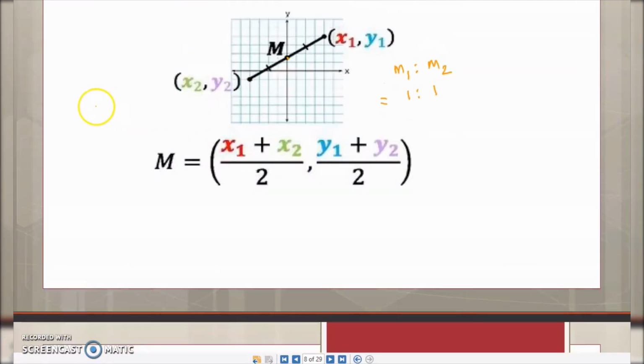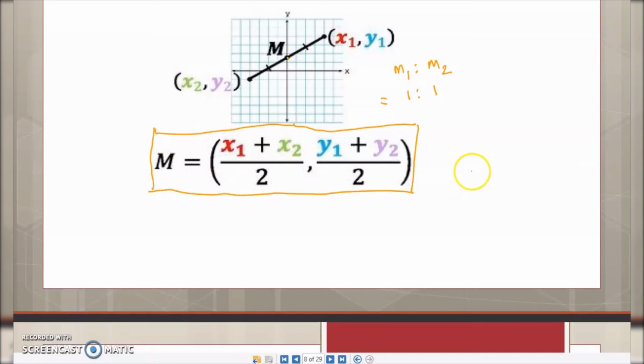And this will be the midpoint formula, or the coordinates of the midpoint when the end points of a line are given. So when the end points' coordinates are given as (x1, y1) and (x2, y2), the coordinates of the midpoint will be (x1 plus x2) by 2 and (y1 plus y2) by 2.